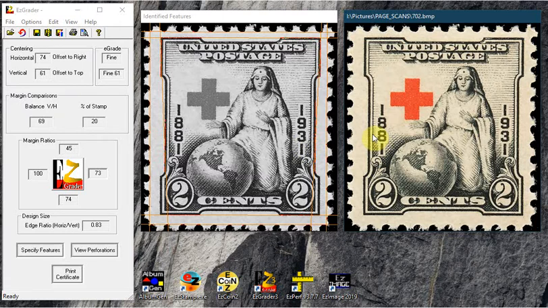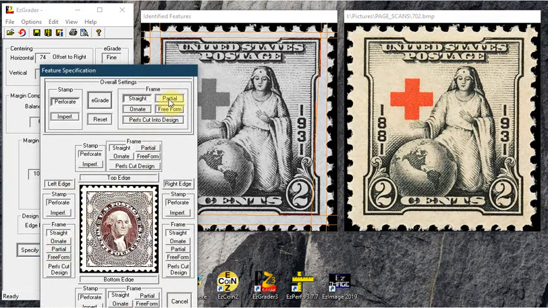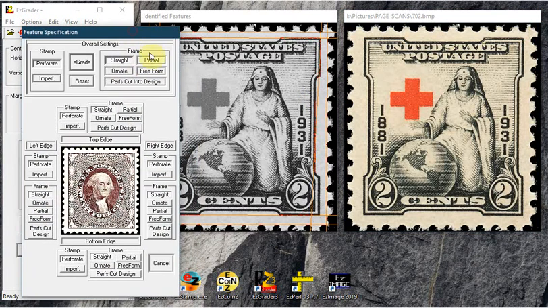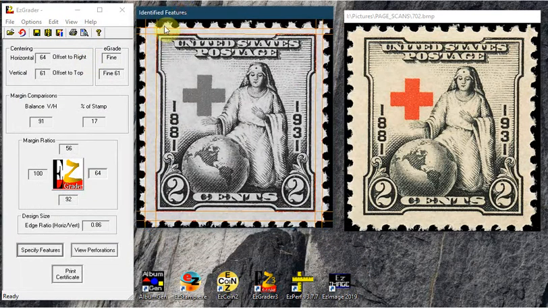To get the measurements correct, all we need to do is click on the Specify Features and then select Partial and then EzGrade it again, and now you will see that the lines are in fact correct and where they should be, and we get an accurate grade. EzGrader uses different algorithms to determine the centering, and when you first load an image, it uses the most common one, namely for stamps with well-defined straight borders on each side.